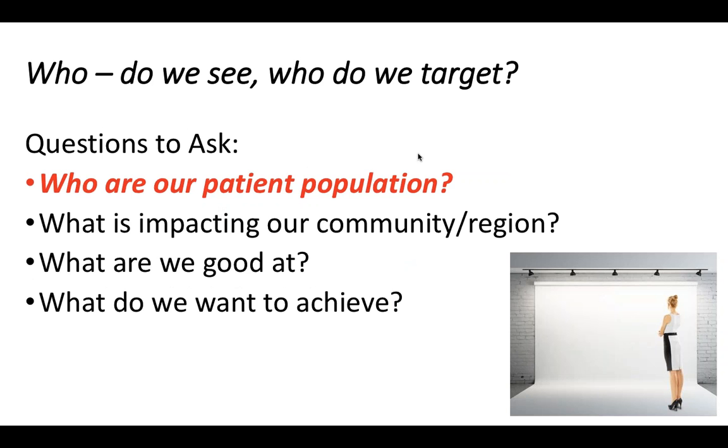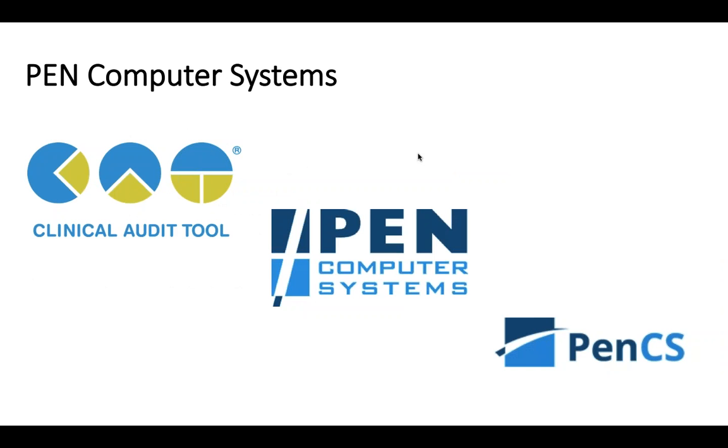For them, the first question is, who do we want to see or who do we want to target? So the first question to ask was, who is our patient population? So we used Pen Computer Systems. I know I've had some emails from some of you talking about the PenCat tool, and I've also had questions about the Canning tool. Pen Computer Systems is one that is largely used. More people in WA I found use Canning, but I think Pen Computer Systems is coming into its own. I had a look at the Western Australia Primary Health Alliance, and I think they're supporting the PenCat or the Pen Computer Systems tool for clinics.